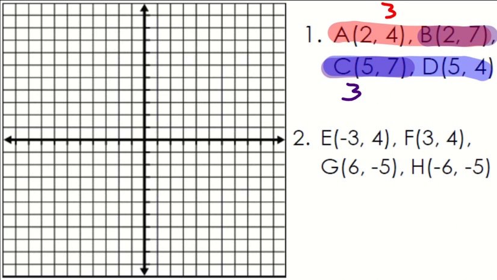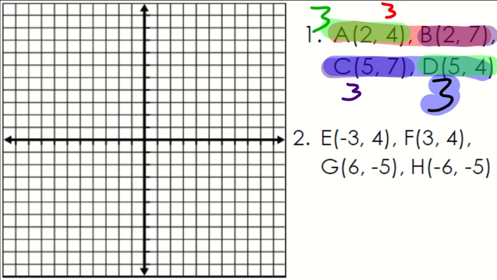All right, blue ones, 3 again. And then D and A in green, what's that? 3. Hey, if all 4 of them are the same, what shape we probably got? Square, yeah.